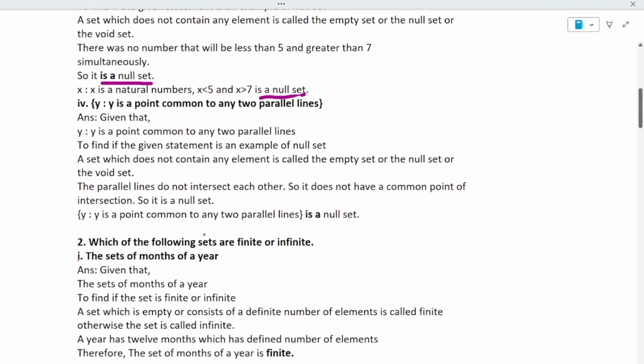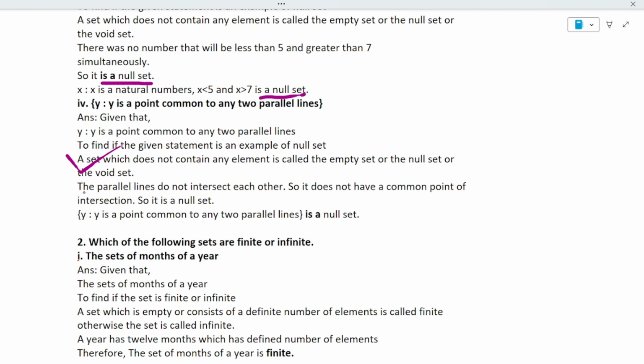Now let's see the fourth sub-question of the first question, that is, a point common to any two parallel lines. A point common to any two parallel lines means a set that does not contain any element is called an empty set. That we all know. You write this statement in all questions.